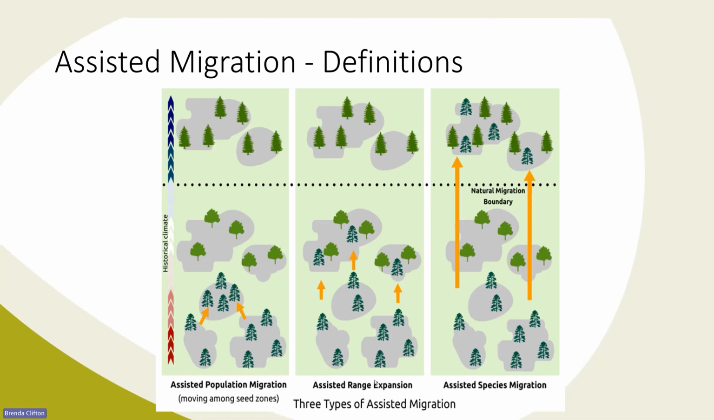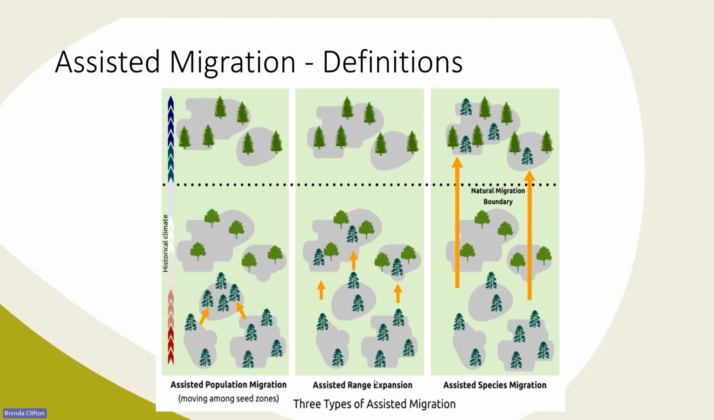I'll start with some definitions of assisted migration. Assisted migration is basically just people moving plants from one area to another. And in our context, we're doing that because we're hoping that moving plants from an area where climate is modeled to be similar to the area where we're planting trees in the future will ensure the success of our planting projects. For the purpose of this paper, we used 3 definitions of assisted migration.